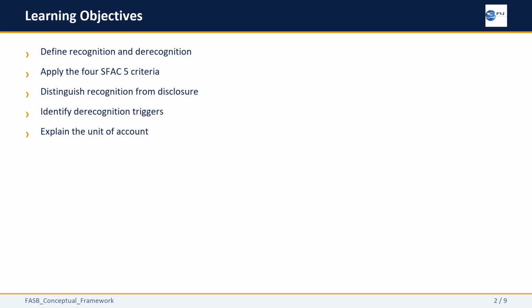By the end of this section, you will be able to define recognition and derecognition and explain how they differ. You will apply the 4 criteria from SFAC 5 that an item must meet to be recognized. You will distinguish recognition from disclosure, a line that trips up many preparers. You will identify what triggers derecognition for assets and liabilities. And you will understand the unit of account, the quiet decision that shapes what you are even measuring. Let's start with the basics.